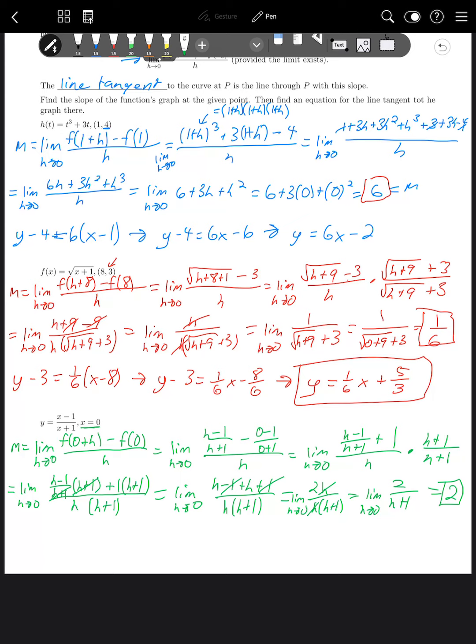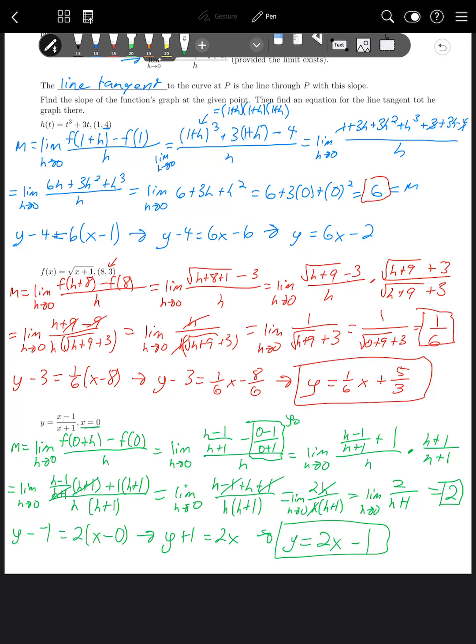So one of the things you want to remember is this right here is our y value for our point, our y naught. Okay. So in this case, it's going to be y minus, well, that's negative 1. So minus negative 1 equals the slope 2 times x minus 0. Simplify, and you get y plus 1 equals 2x, and then subtract 1 from both sides, and you get y equals 2x minus 1.